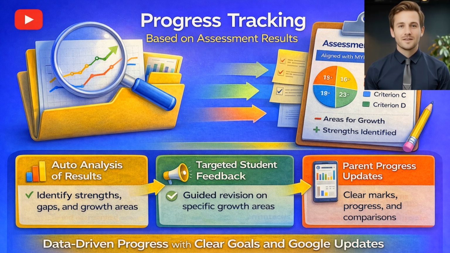At our academy, progress is tracked with precision, not assumptions. Every assessment result is automatically analyzed. Across MYP criteria A, B, C, and D, the system identifies strengths, learning gaps, and growth areas instantly. Students receive targeted feedback and guided revision plans based on their results. Parents receive clear marks, progress reports, and performance comparisons directly through the Google system. This data-driven approach ensures focused improvement, transparent communication, and steady progress toward MYP eAssessment success.